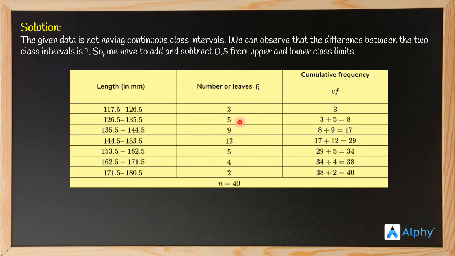And we were given the number of leaves which represents the frequencies. And we also know that the total number of leaves is 40. Now our work is to find the cumulative frequency first.